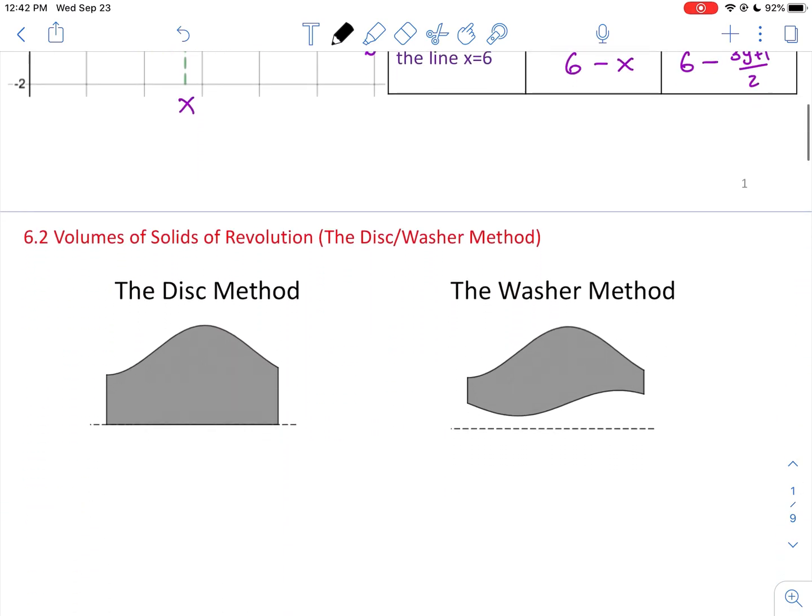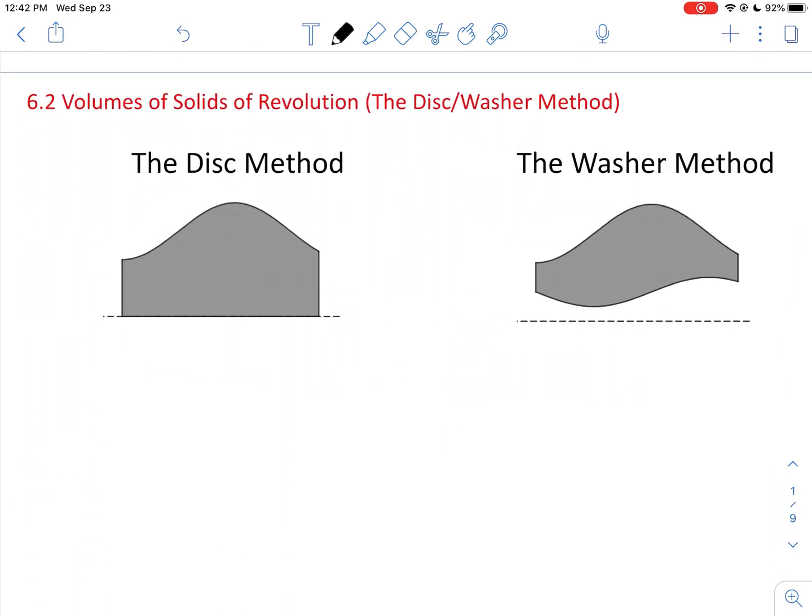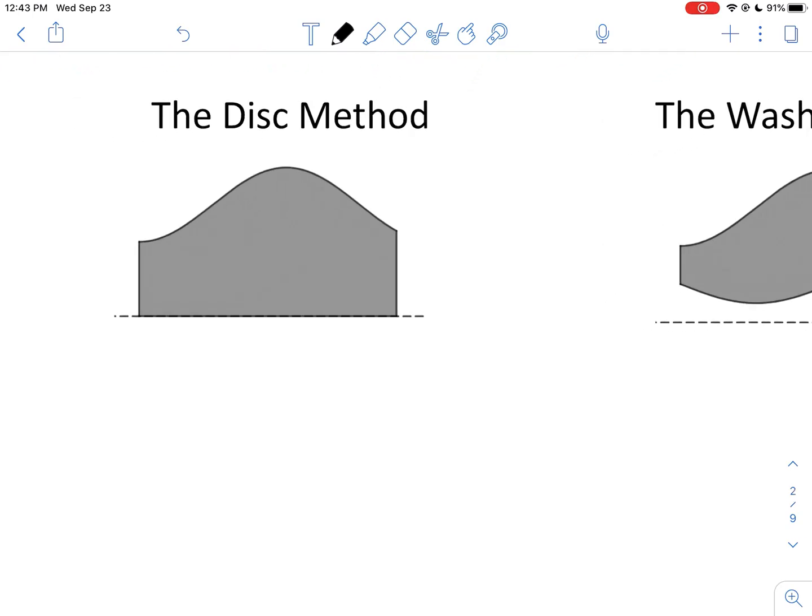Okay, now let's move on to some formulas: the disk method versus the washer method. So let's say we have some sort of region, and as part of its boundary we have a straight line, and that straight line I'm talking about is down here, and we're going to revolve the region around that line. We're calling that the axis of revolution. And if the axis of revolution is one of the boundaries of your region, when you revolve the region around it, it's going to produce a solid with no gap in the middle.